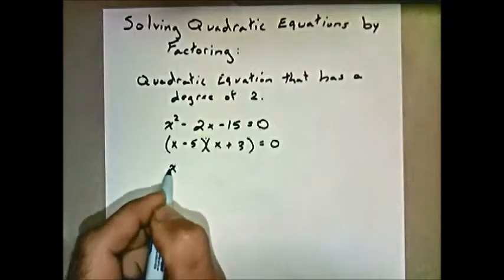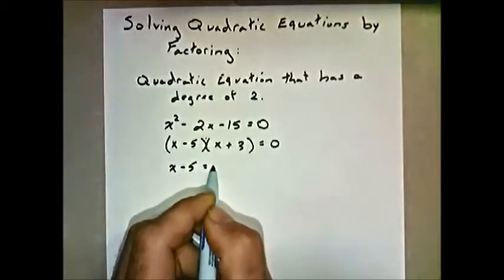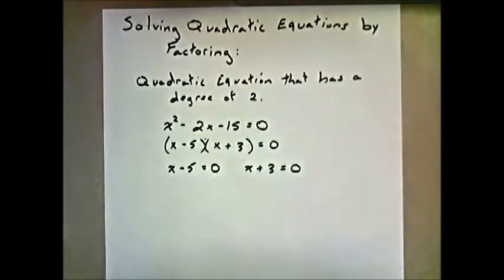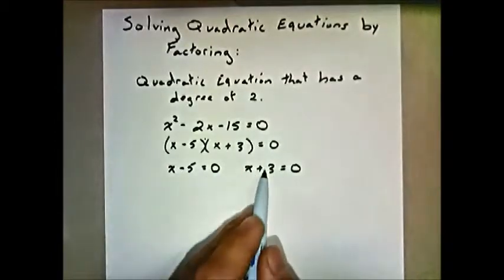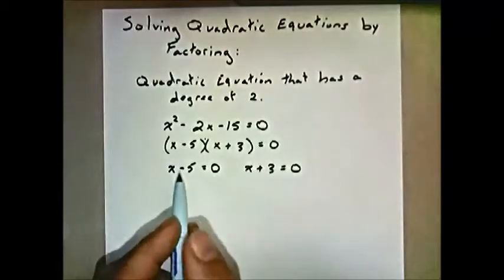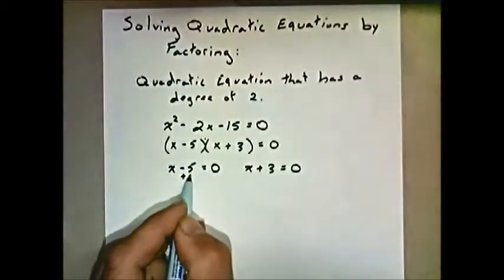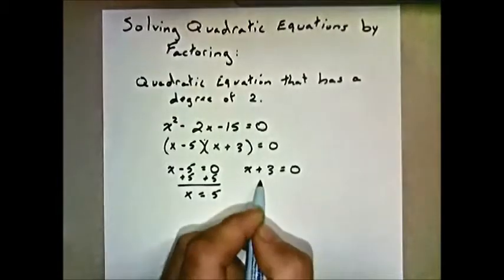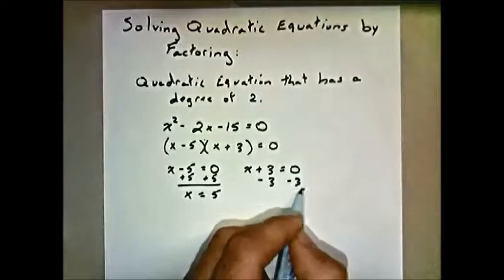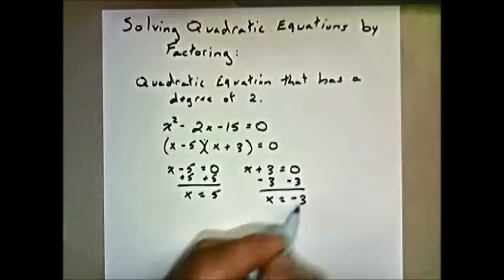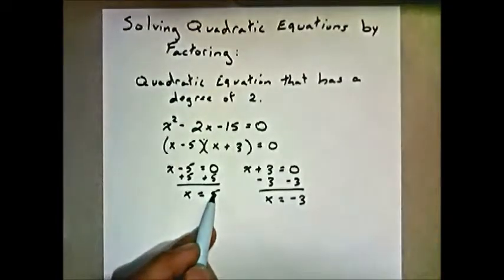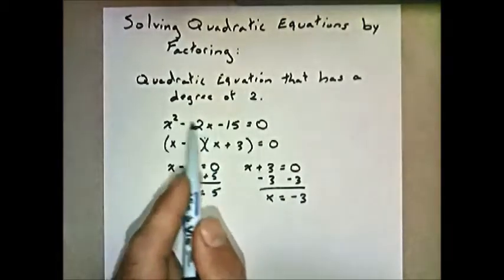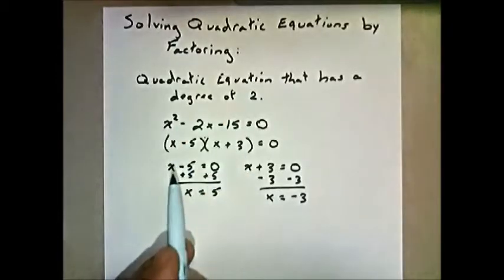So I'm going to take my two factors, x minus 5, set it equal to 0, as well as x plus 3, set it equal to 0. And now I have two linear equations that I can go ahead and solve. In this case, we can add 5 to both sides to get x equal to 5. Here, we can subtract 3 from both sides, and we get x equals negative 3. If I were to take both 5 or negative 3 and plug them in for my x's, I would see that I would get a true statement.